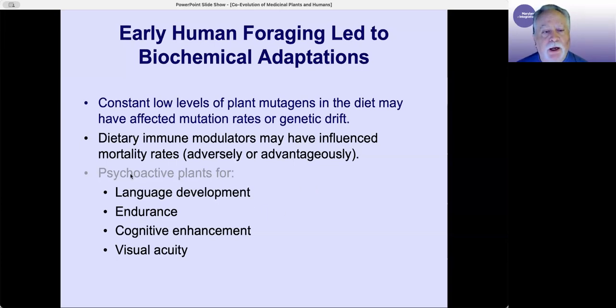We also had psychoactive plants. Psychoactive plants were very much involved in language development. Psychoactive plants could be caffeine, right, for endurance.